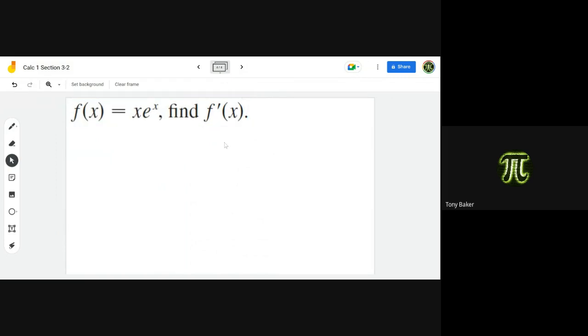Let's do one that's not one we can just FOIL out. So we've got x times e to the x. Yes, that is absolutely true. And if the product rule was just find the derivative of each piece, you'd be correct. But the product rule is not.